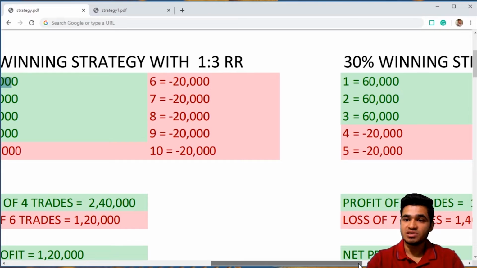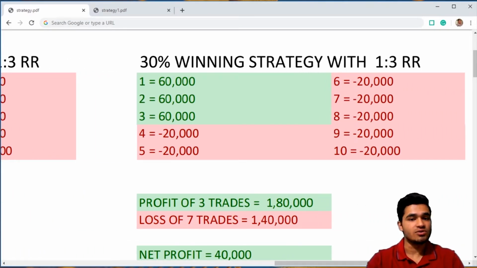Even a 30% winning strategy is really good for a beginner. Just see that you'll be having a net profit at the end of the day of 40,000. People tell you don't overtrade. It is not about overtrading. It is about finding opportunities and going with the flow.